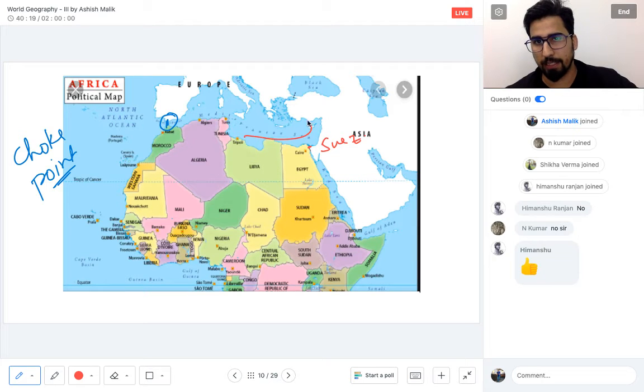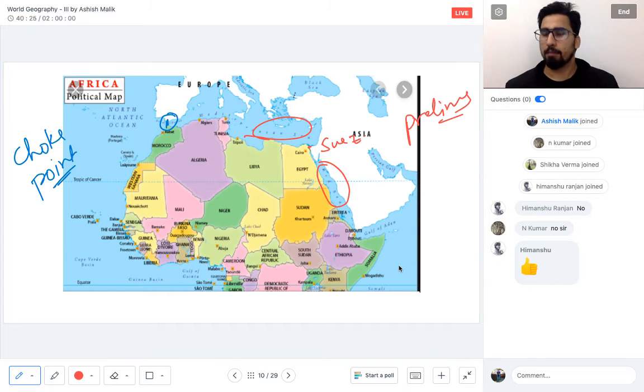So it's a very, very important one, guys, because this Suez Canal actually connects the Mediterranean with the Red Sea. First thing that you should know from your prelims point of view, not from anything else, is that it connects the Red Sea with the Mediterranean Sea, right? Those two things you should know.